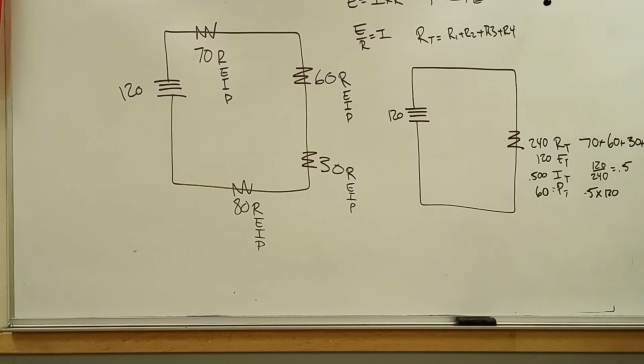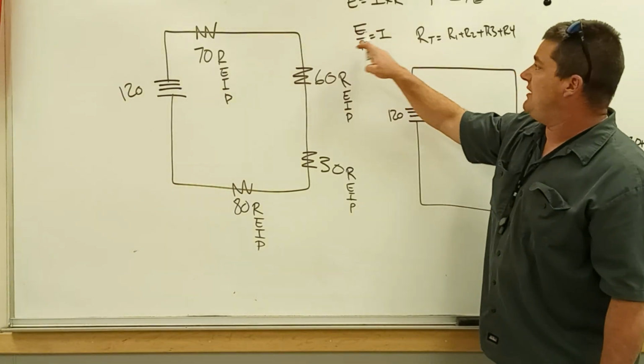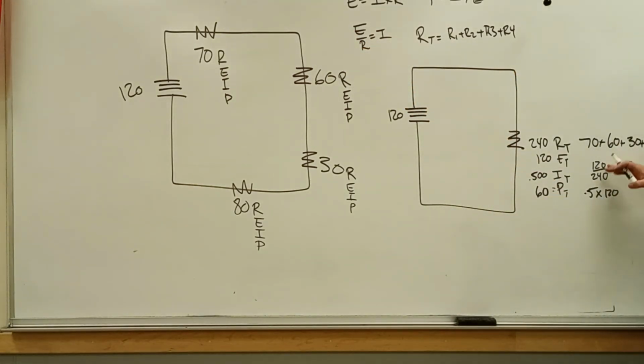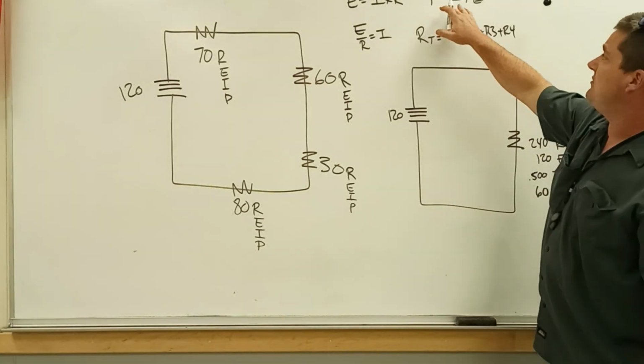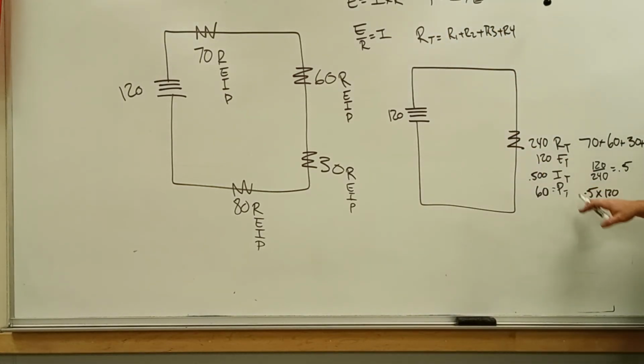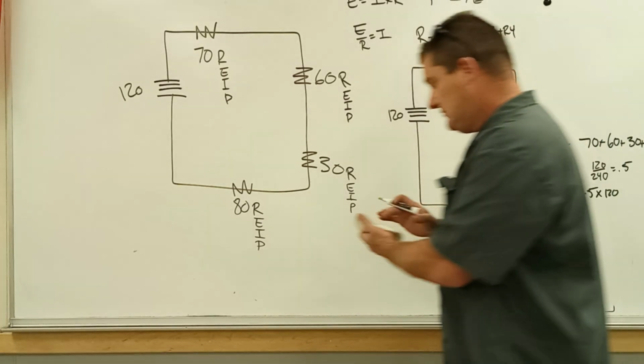So now you've got your totals for everything of that one particular circuit. We have our RT 70 plus 60 plus 30 plus 80 using the resistance formula. The voltage was given to you. The current, voltage divided by resistance equals current. 120 over 240 is 0.5. And your wattage, P equals I times E. 0.5 times 120 gives you 60 watts.